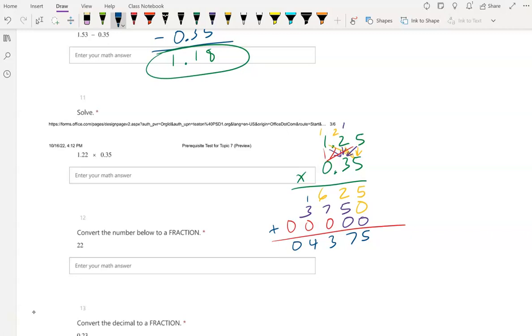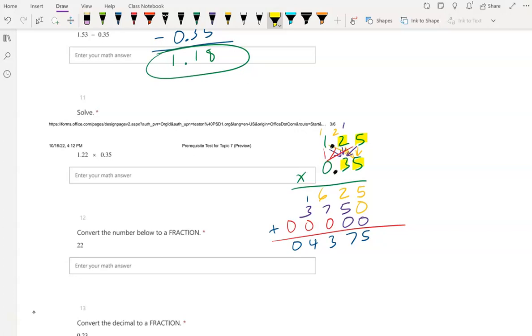Now, here's the tricky part when we're multiplying decimals. You need to look at where your decimals were. Here was a decimal here, and a decimal here. Now, how many digits? How many numbers came after each decimal in our problem? Well, let's see. We had 1, 2 here, 3, 4.